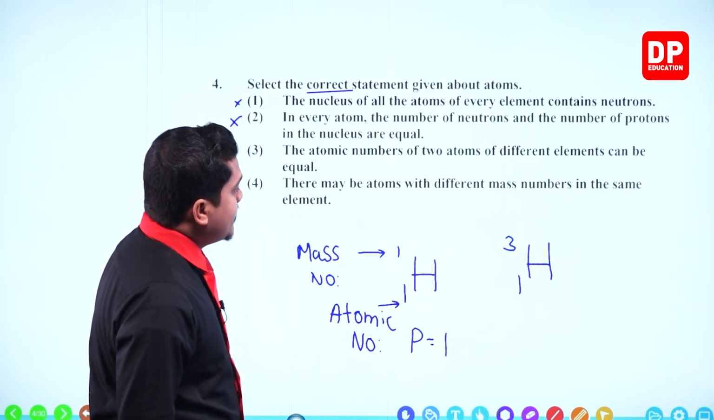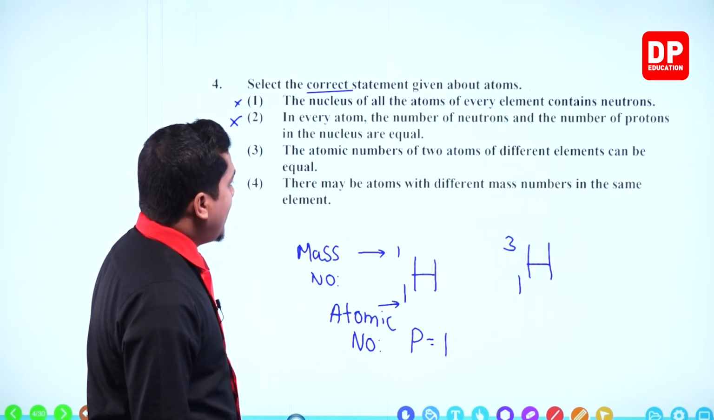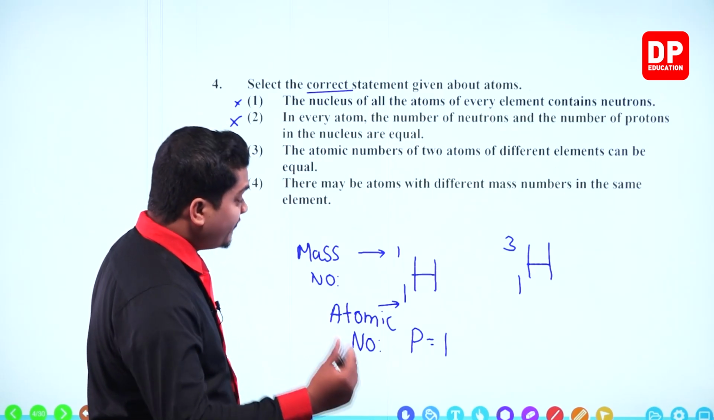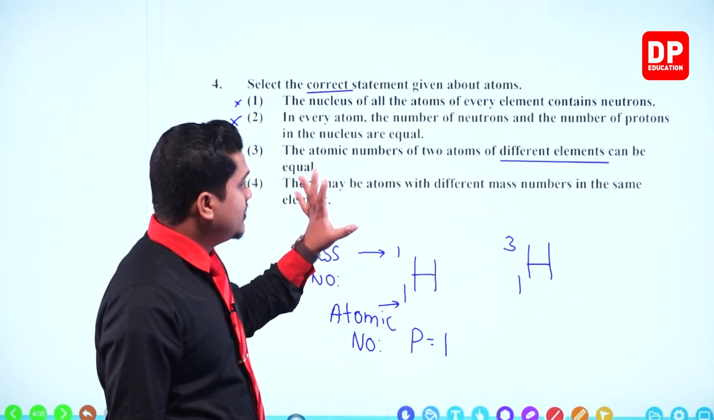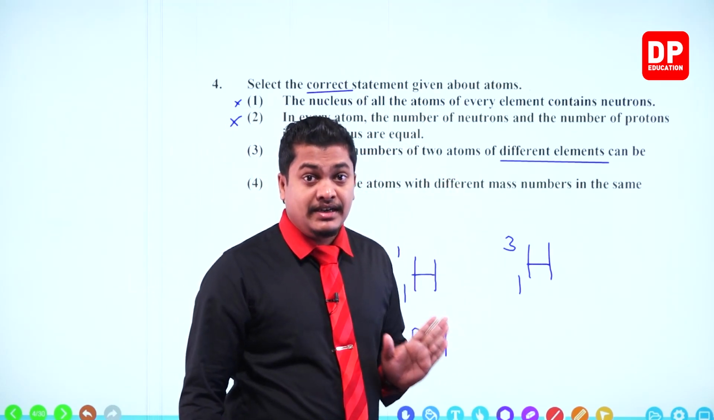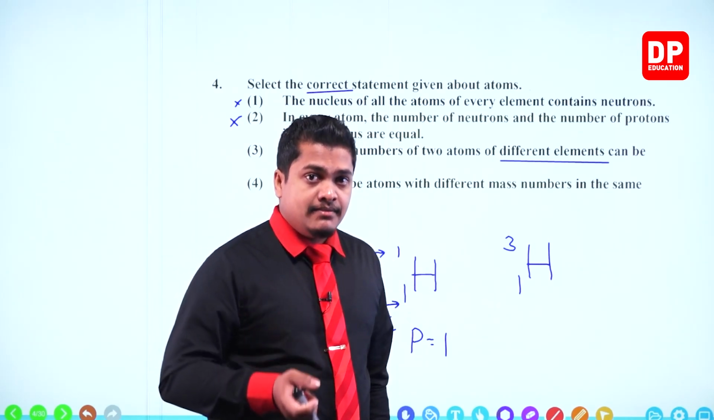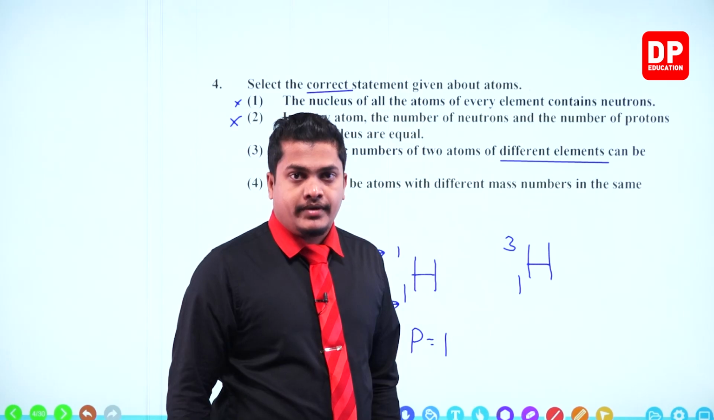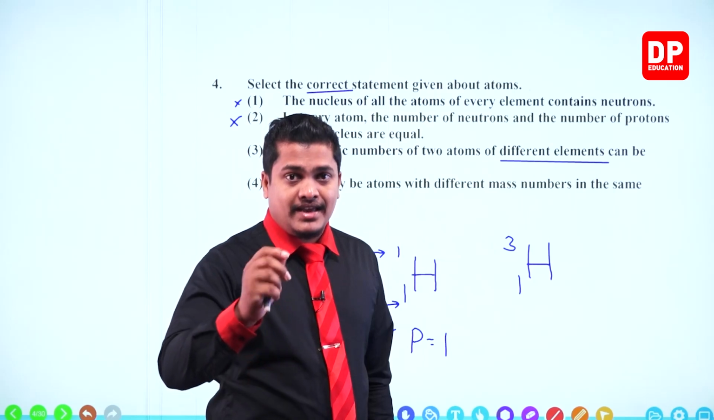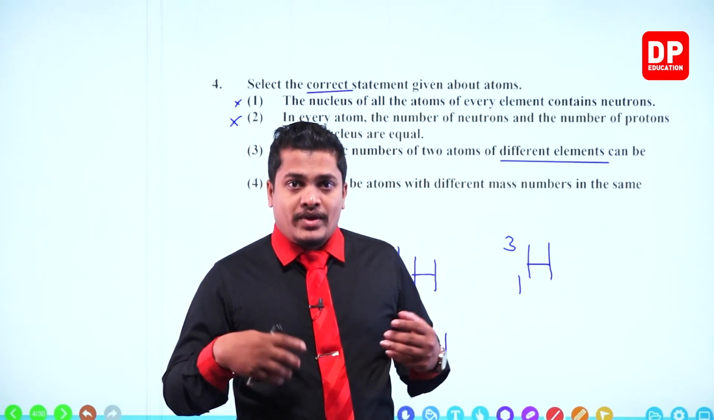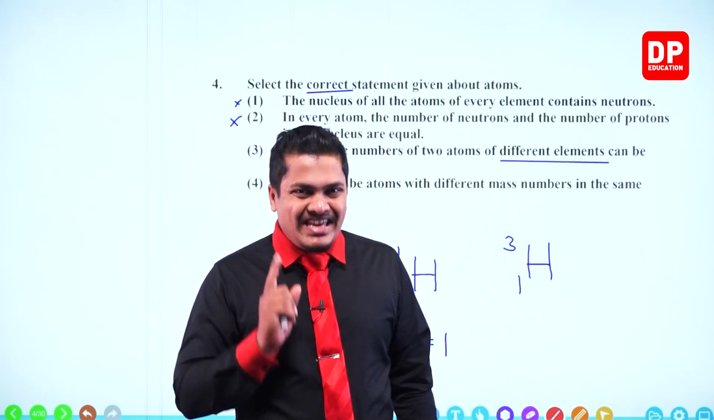Number 3, atomic numbers of 2 atoms of different elements can be equal. Atomic numbers of 2 atoms of different elements, my dear children. Not at all. Actually, we classify the elements according to their atomic number, right? So atomic number is like an identity number. It's like when you take our identity card. So we have a certain identity card number. That number is unique to each person.